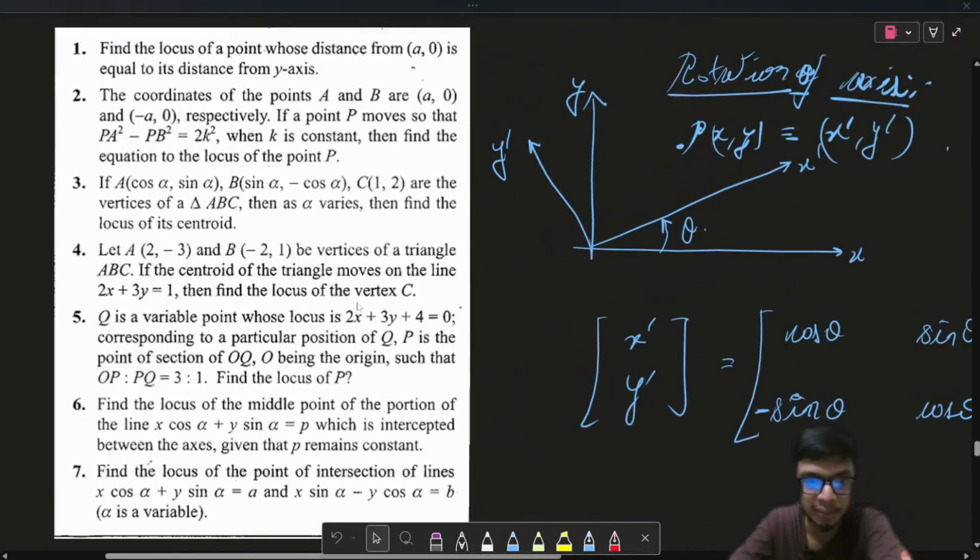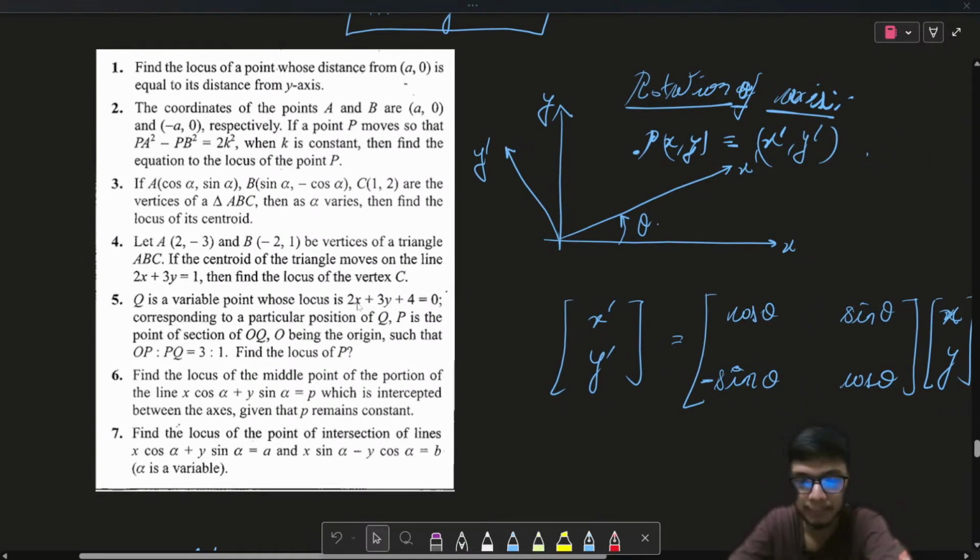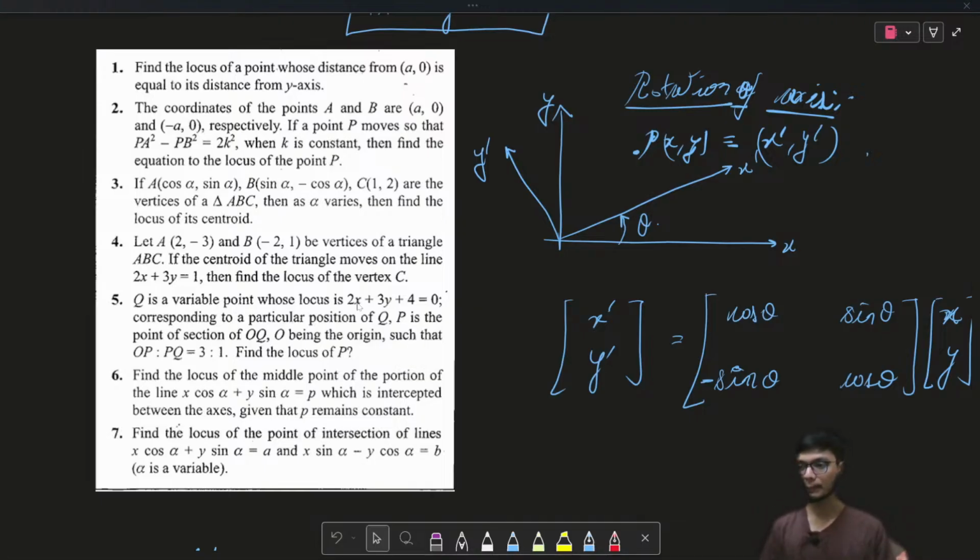So these were the 7 problems that I wanted you to solve. I hope you have all solved these problems. Please let me know in the live chat if you have solved them or not.